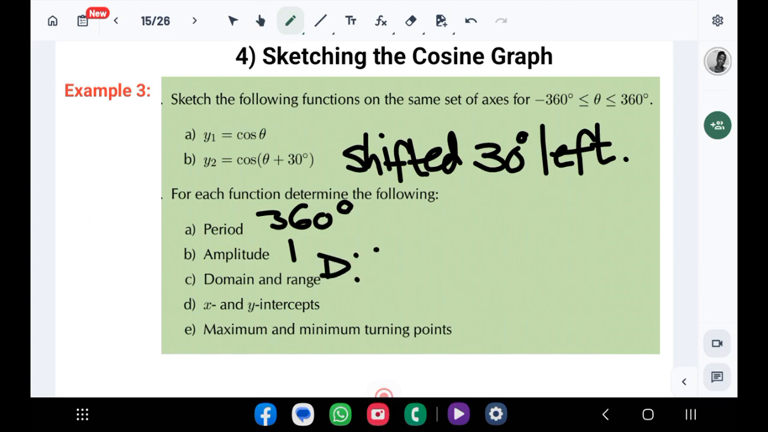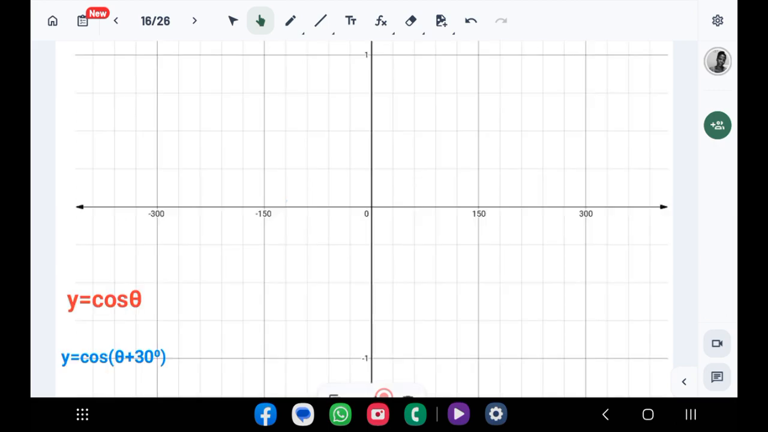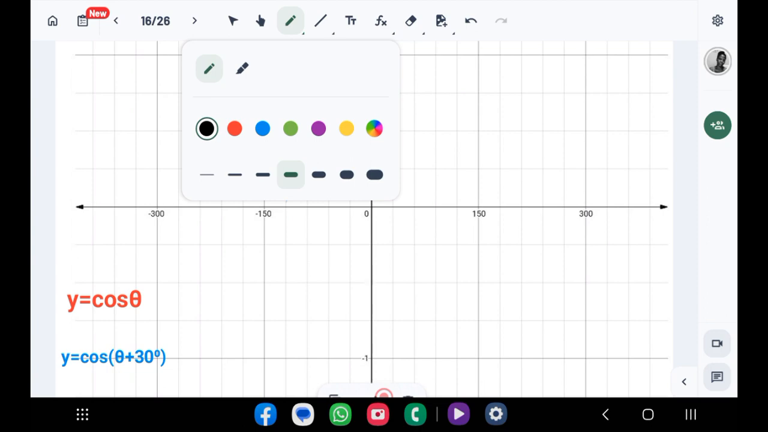Domain is negative 360 to 360, and then the range is between negative 1 and 1. The x and y intercepts, the maximum and minimum turning points will be determined by the graph after we shift. Okay, now let's start with the first one. The basic standard one, y equals cos of theta.